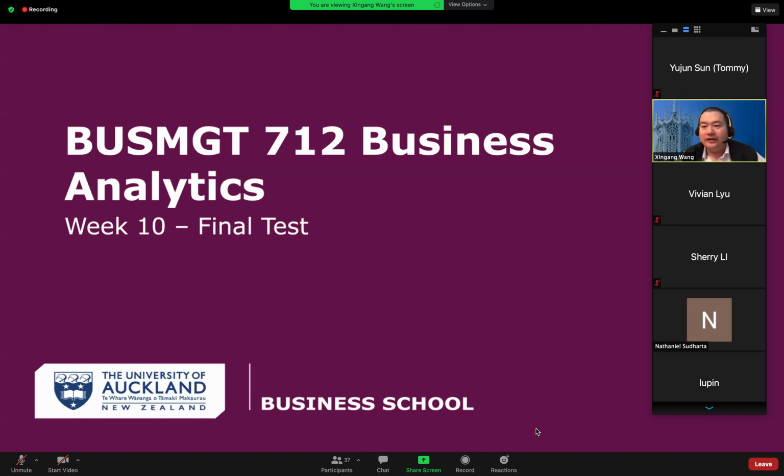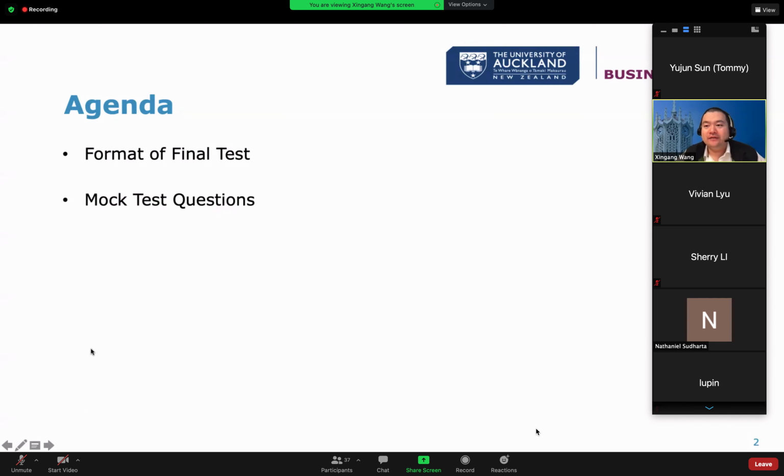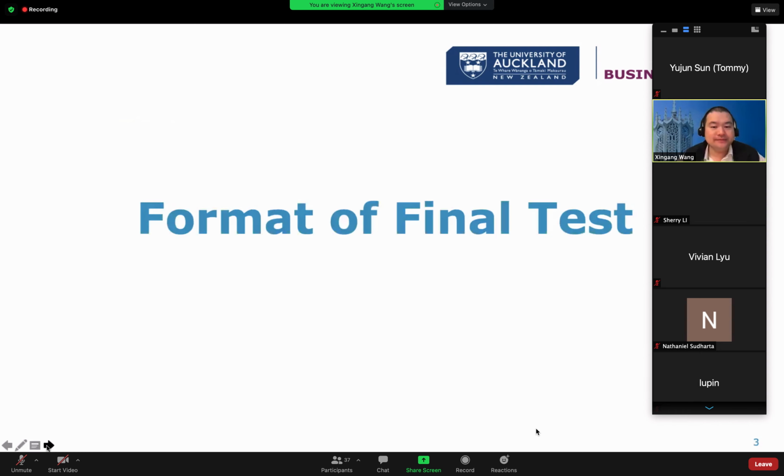So today I want to introduce more detailed information about the final test for you. The agenda of today's plenary is, first of all, I'm going to introduce the format of the final test. Later, I'm going to comment on the mock test questions, because I understand that some of you may have some issues working out the mock test questions. So I want to utilize this opportunity to go through some questions for you.